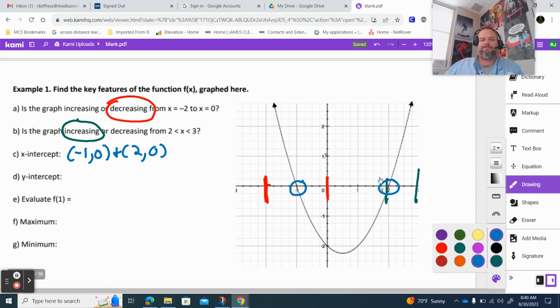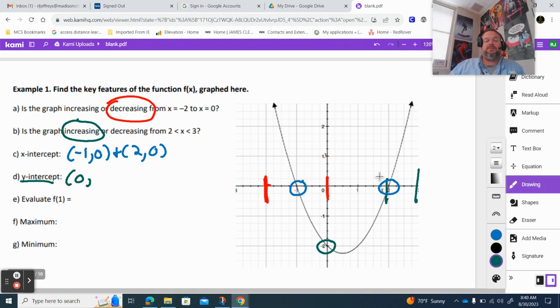All right. Our y-intercept. It crosses the y-axis right here. Now the y-intercept point is a little bit different because the 0 comes first here. And it's negative. Interesting. Very, very interesting.